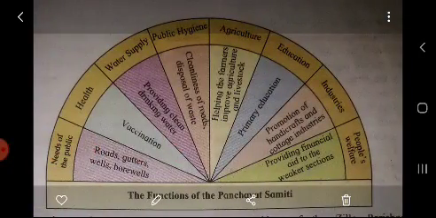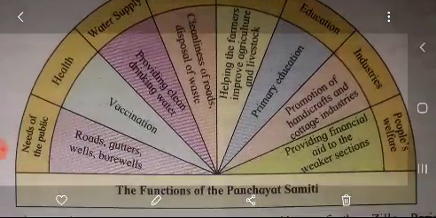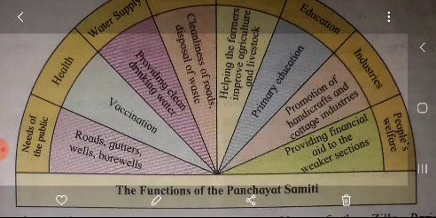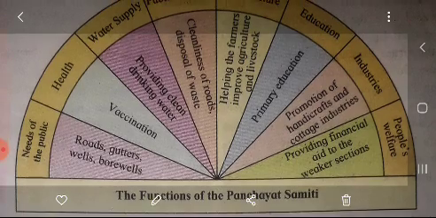Here are the functions of the Panchayat Samiti. First, need of the public. What does the public need? They want the road to be repaired, gutters should be covered, wells, bore wells for the water they use. Next is health. Proper health system should be maintained. Vaccination injections to the small children. Some BCGs, some other injections are there.